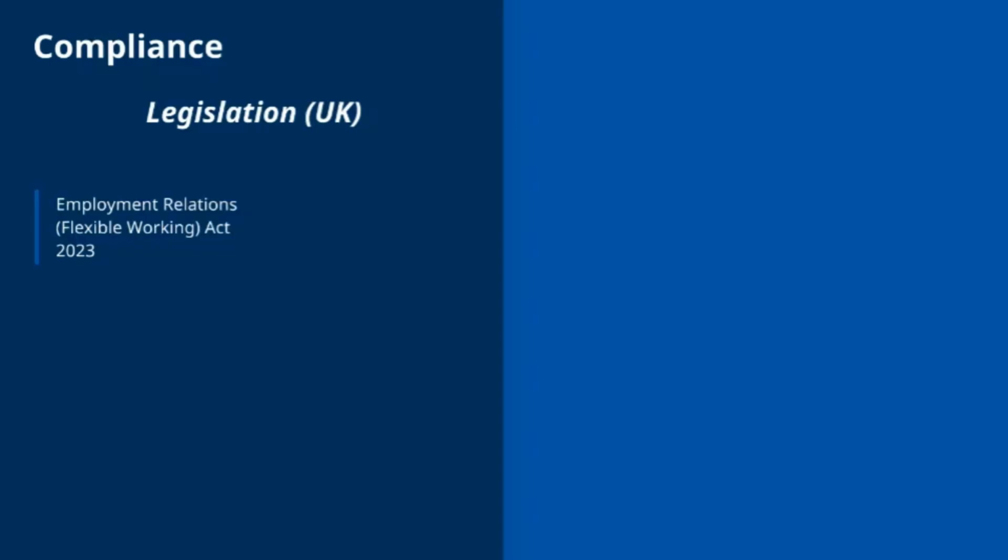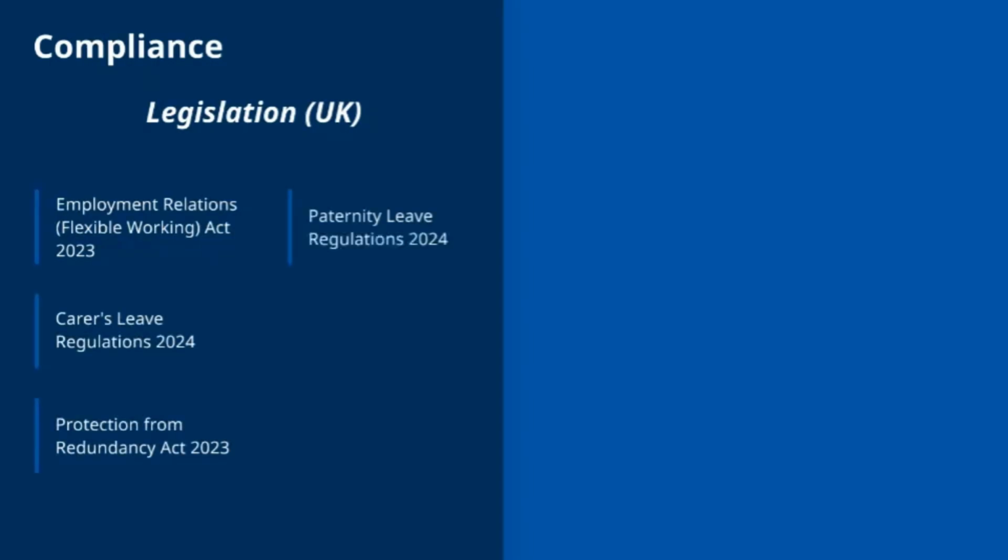RICS members need to ensure that they are complying with the law applicable to the area of practice and of course the RICS requirements. In the UK, some of the applicable legislation includes the Employment Relations Act, Carers Leave Regulations, Protection from Redundancy, Paternity Leave Regulations, Holiday Entitlement, and Employment Contracts. Ultimately, employees' contracts will impact the level of client care and provide clients with realistic expectations for service delivery.